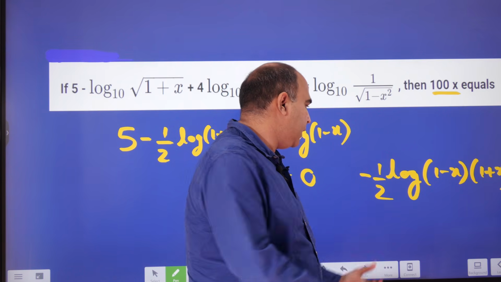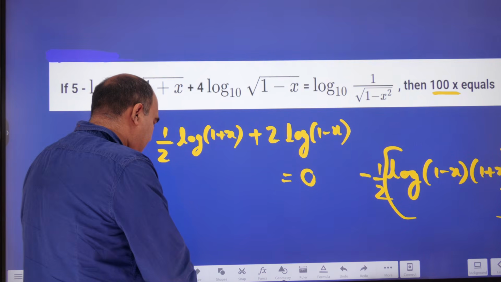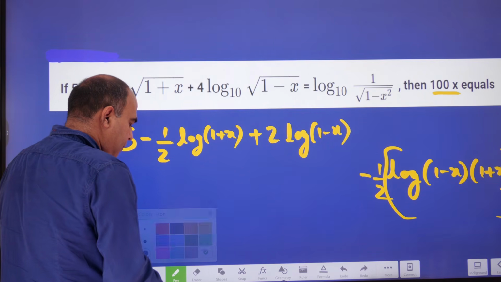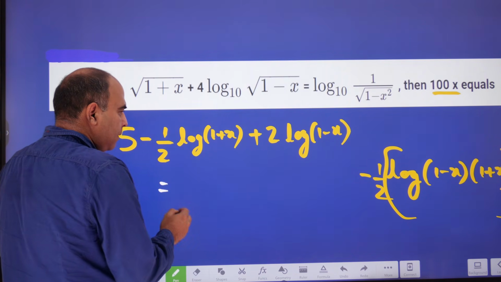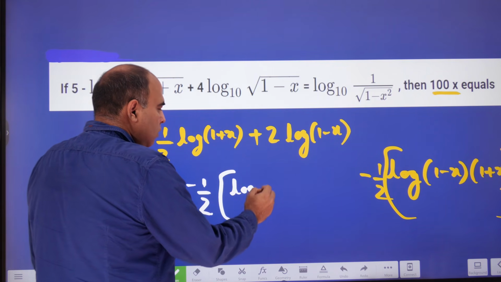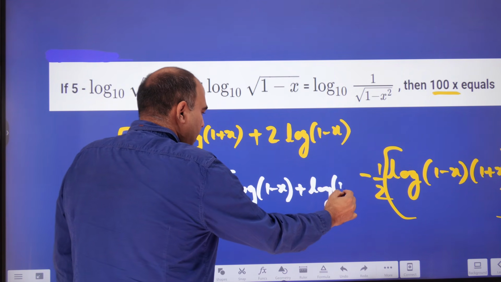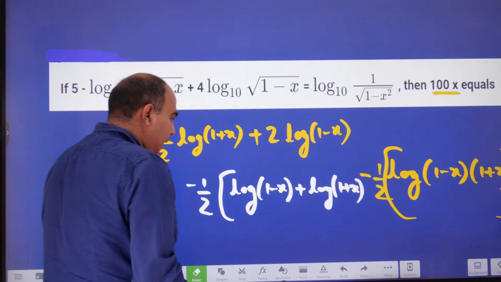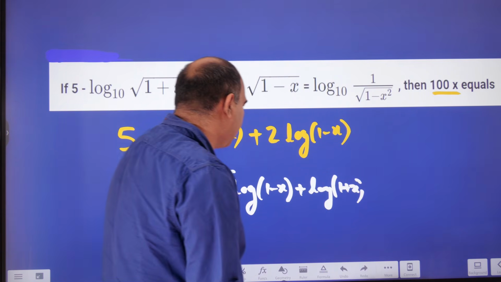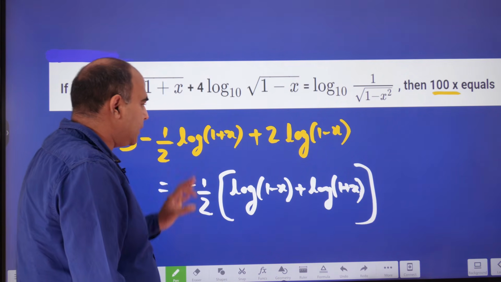So if I take the half outside, log a into b can be written as log a plus log b. So I can write this part as my right hand side, which eventually becomes, if I simplify, minus half log 1 minus x plus log 1 plus x. This becomes my right hand side of this logarithmic equation. And of course, in this whole logarithmic equation, the base is always 10.